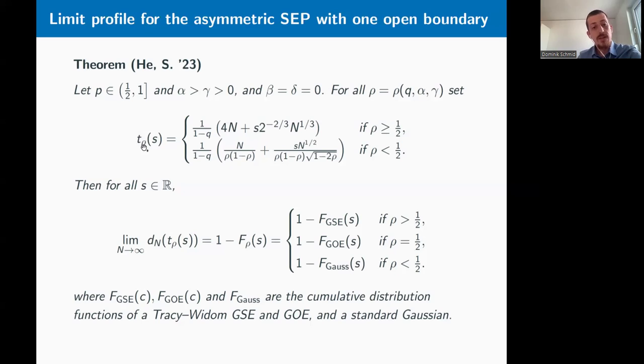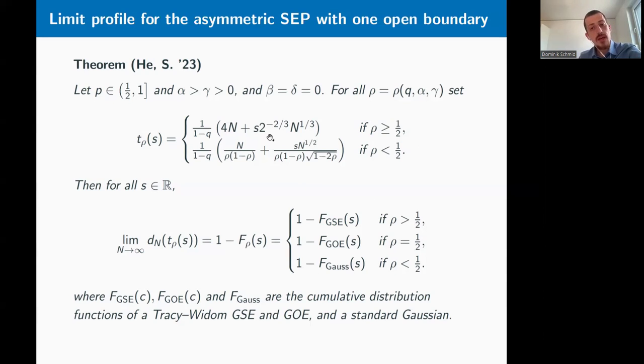Now, if we define the time t(rho) as a function like this, we again have a leading order term. It is going to be 4n in the case where rho is greater or equal to a half, and it is going to be n divided by rho times 1 minus rho, for the effective density from before, when rho is strictly less than a half. In these two cases, we can then recenter, look at the profile, and we see different distributions appearing.